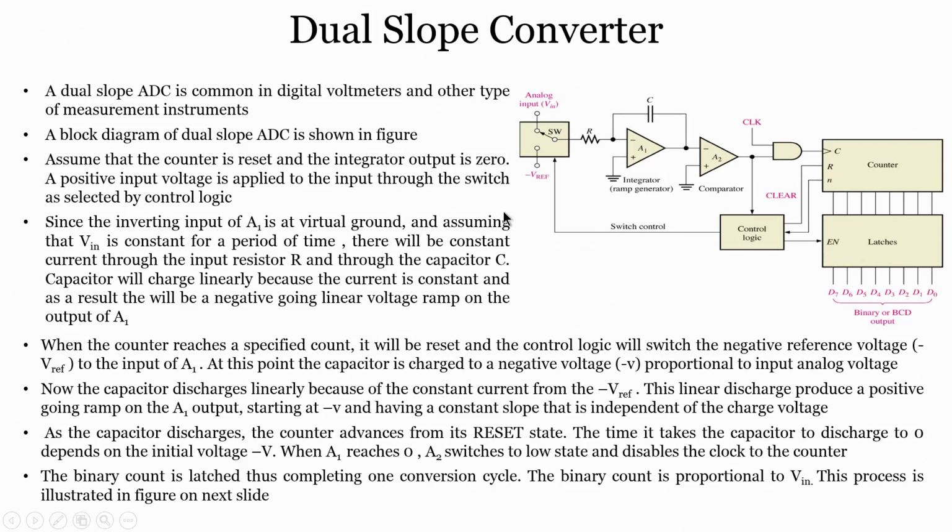There is a switch which is connected to this block through a control logic, and then you have a clock, you have a counter, you have latches, and finally you have the binary output. So, this is a block diagram of dual slope ADC. Suppose in exam you are asked what the dual slope ADC block diagram looks like, you can draw this very quickly.